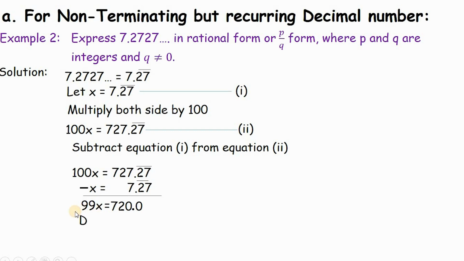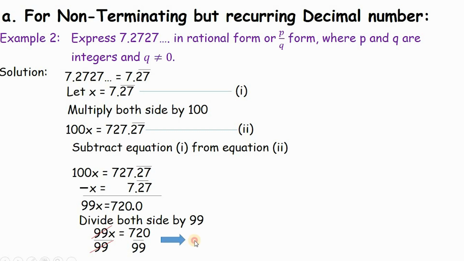Since we have to find the value of x, we need to remove 99. So what we do is we'll divide both sides by 99. We'll take down the equation, that is 99x equal to 720. We'll divide both sides by 99 here and 99 here. So here 99 and 99 get cancelled. So what you get is x equal to 720 by 99, which is also equal to 80 by 11, since here both have a common factor, that is 9. So we'll divide both numerator and denominator by 9. And this is our required answer.